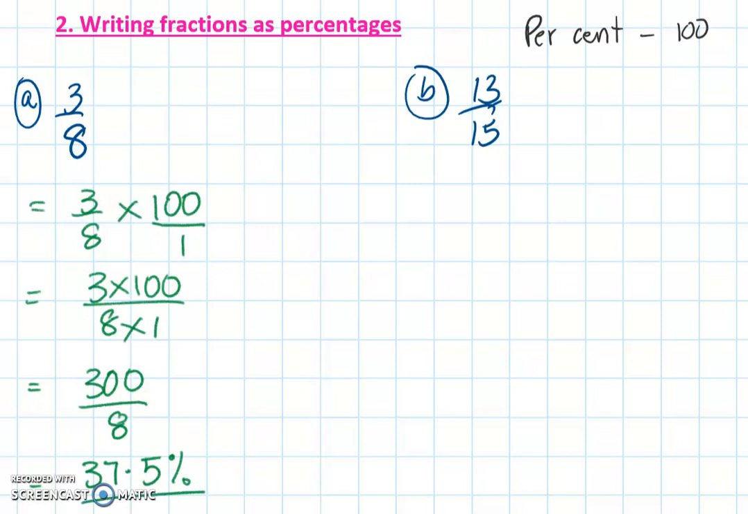Likewise, same process. Okay, we need to just focus that the process doesn't change. The same process applies no matter what type of question you have or what type of fraction you have. So same deal with 13 over 15. All we do, we take the fraction 13 over 15, times it by 100 over 1.